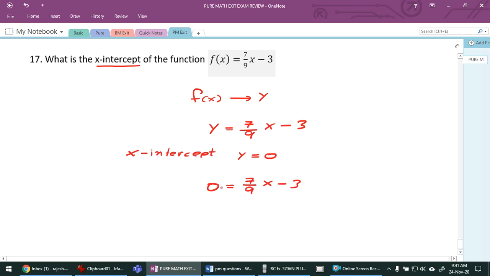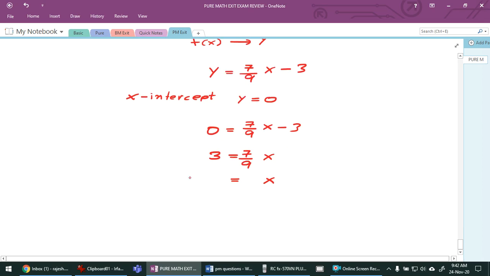Now this minus 3 will come to the left. So it will become plus 3 equal to 7 by 9 x. Now if I want x, I will cross multiply. So 9 will come up and 7 will come down. So you have 3 already. So the answer is x equal to 3 into 9 by 7. 3 into 9 is 27 divided by 7 equal to x. So this is the x-intercept.